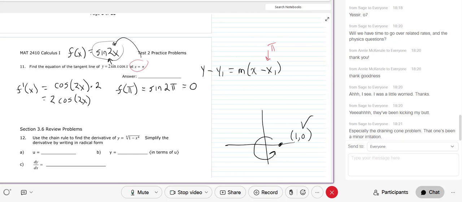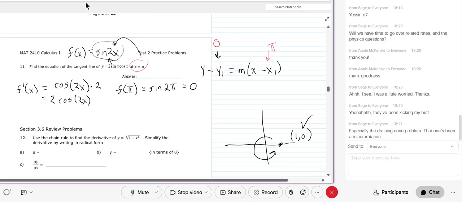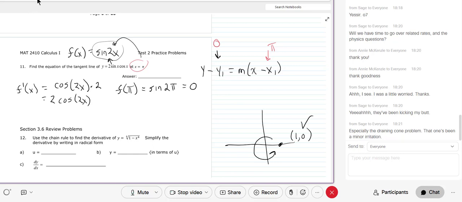Oh, hold on, I put that in the wrong place. I'm sorry. So the 0 is going to be that point right there. Okay, so that's what y1 is, it's the function value at pi. Then we need to do the slope of the tangent line. So for the slope of the tangent line, we're going to do 2 cosine of 2 times pi. So again, I'm taking the derivative, which was 2 cosine 2x.